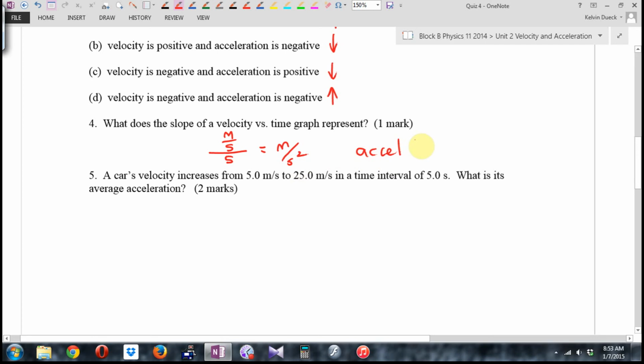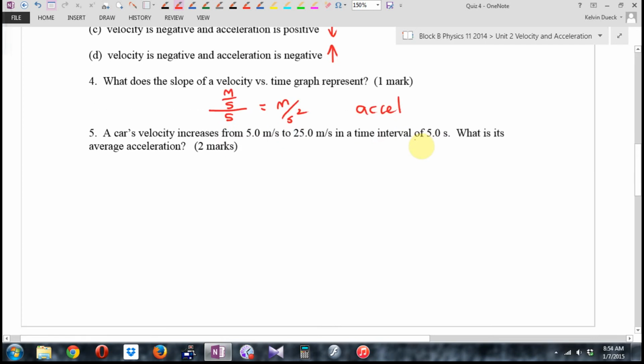Those were conceptual. Now we get into some number crunching. A car's velocity increases from 5 to 25 in 5 seconds. I'm going to list my data. A equals, don't know. What's the first 5? VI. What's the 25? And what's the second 5?